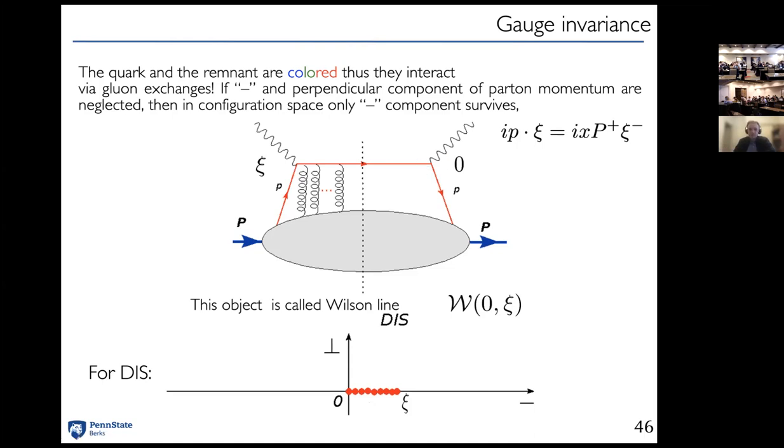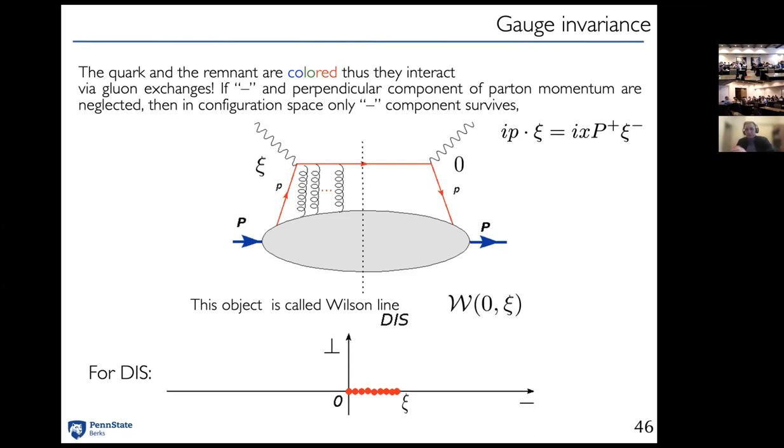And therefore, of course, we never doubt that we can measure this bilocal element. Of course, this gauge link here will now live in this minus direction. And so only particular components of the gauge field will survive.